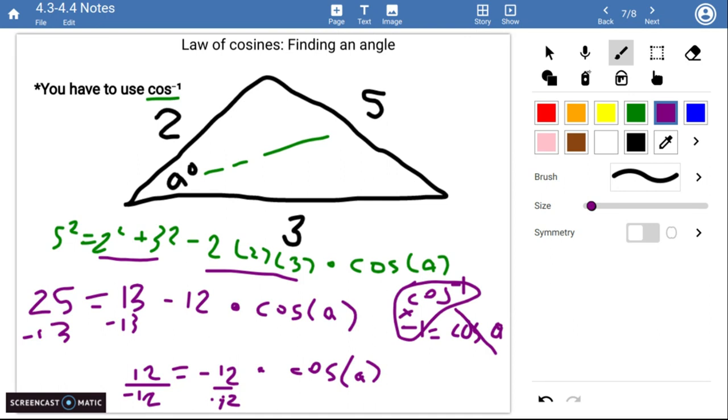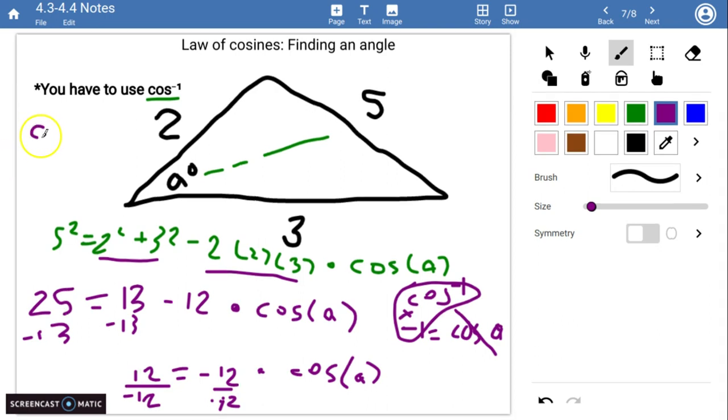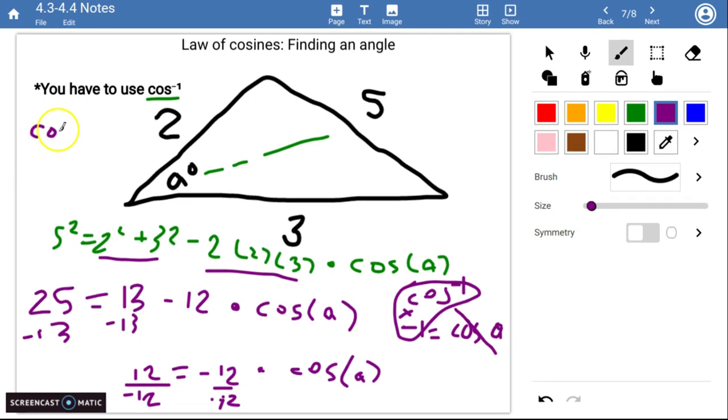It actually would work better if you typed it in as this: cosine to the negative first. This is a tricky one because both things are negative 1, but it's better if you type it in like that, and that's what I'm going to do. Negative 1.